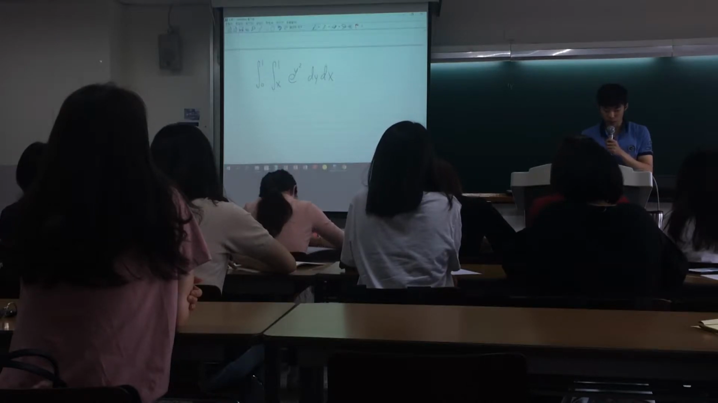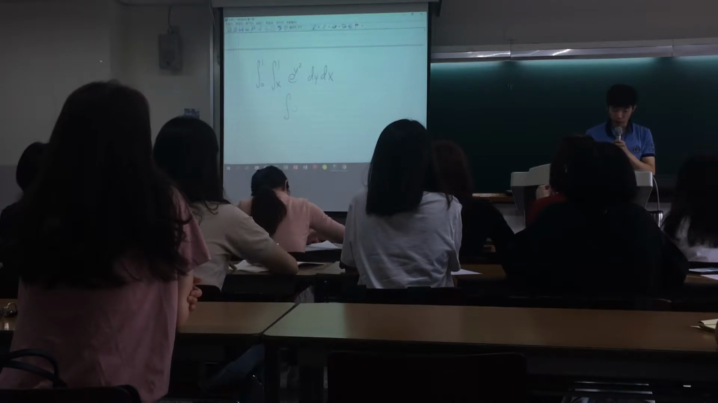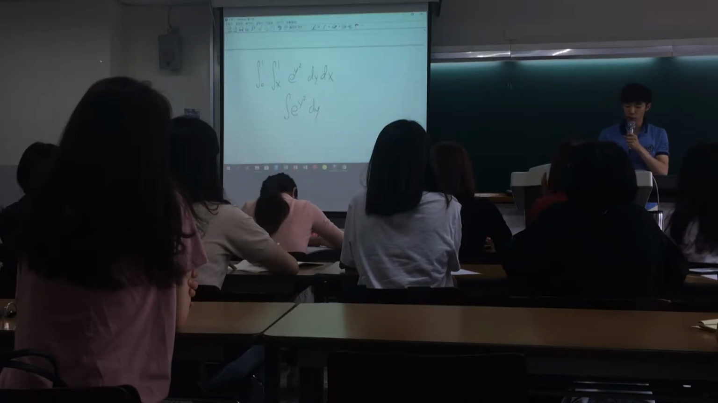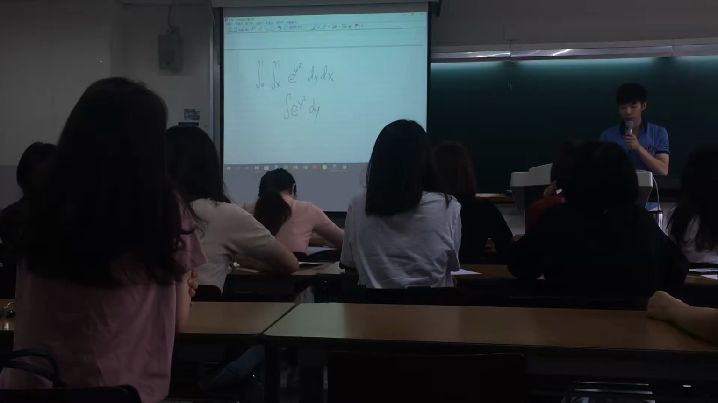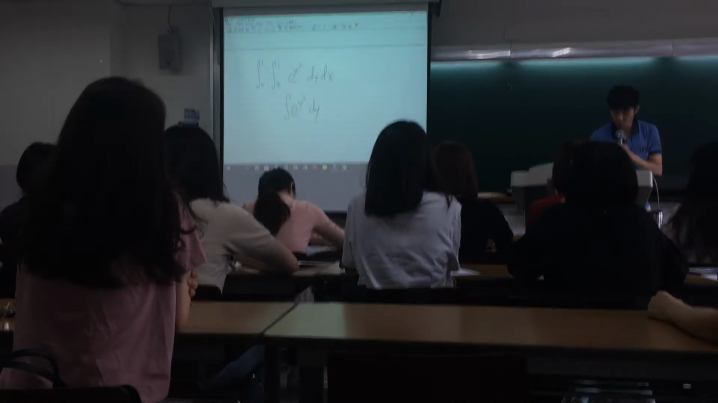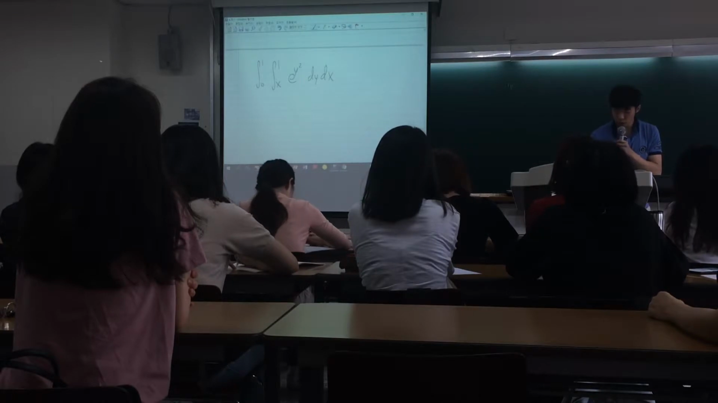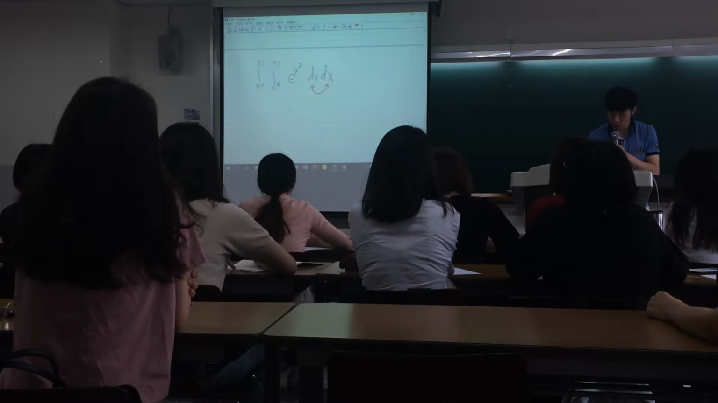We can't solve it because I don't know how to integrate e to the y squared. I mean, maybe I do, but there's no easy way to do it. So instead, what I'm going to do is change the order of integration. So right now it's dy dx. I'm going to switch these two, and then say it's dx dy.